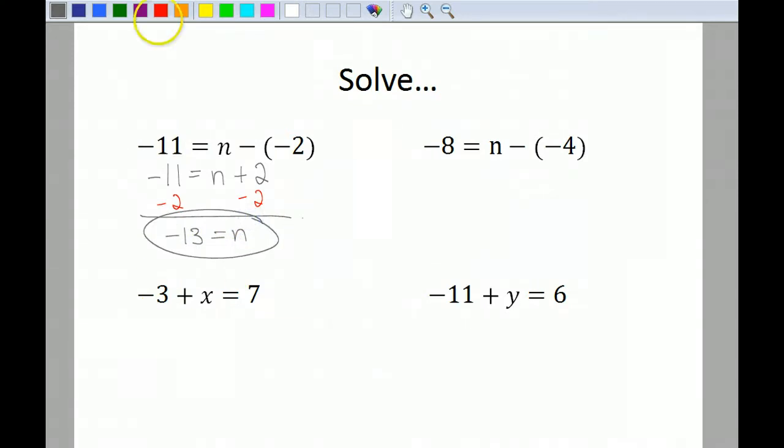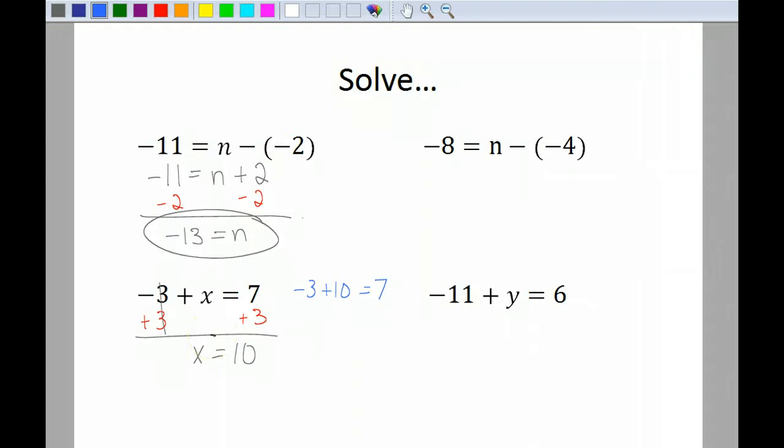Let's look at this other one. I've got negative 3 plus x is equal to 7. I'm going to add 3 to both sides, doing the opposite. Negative 3 plus 3 adds up to 0, so I'm left with x is equal to 10. Now remember, I can always go and double check. For this one, I could have said negative 3 combined with a 10. What's that equal to? Oh, it's equal to 7, and that's what I said it was.